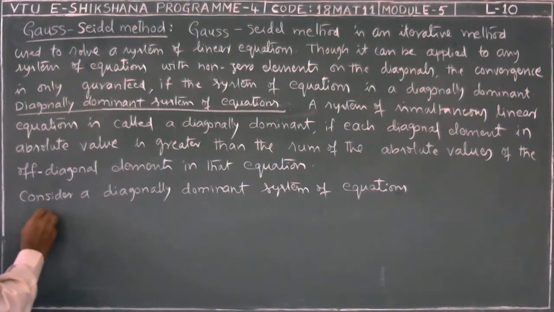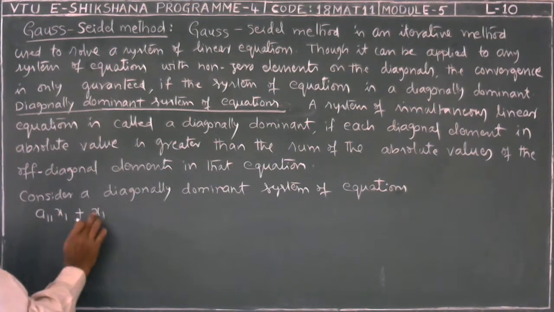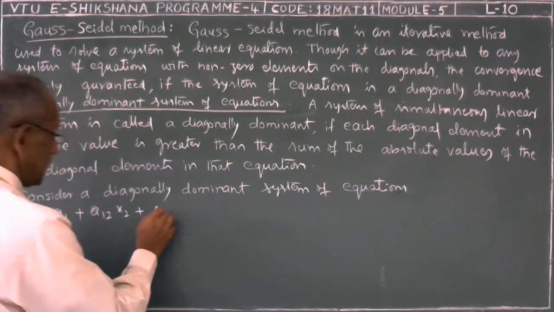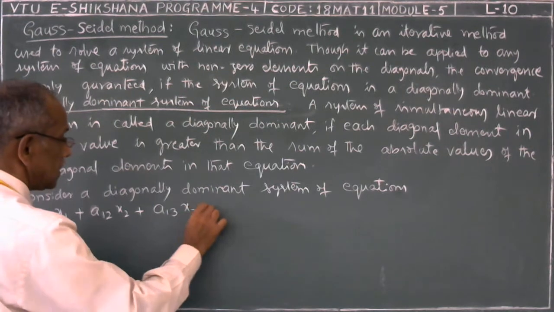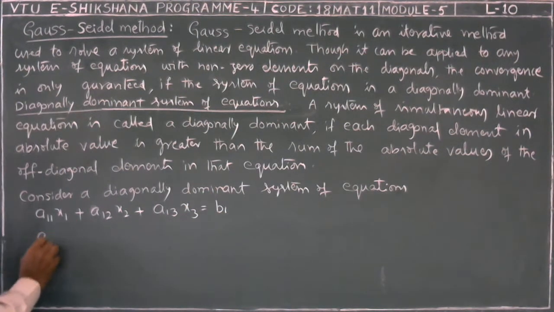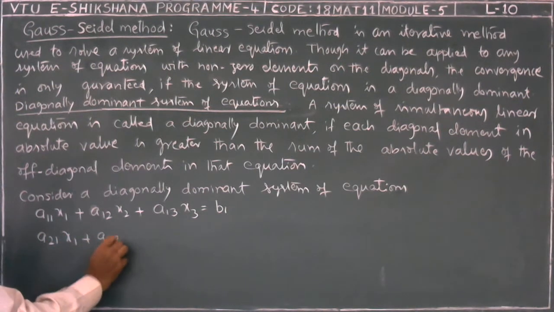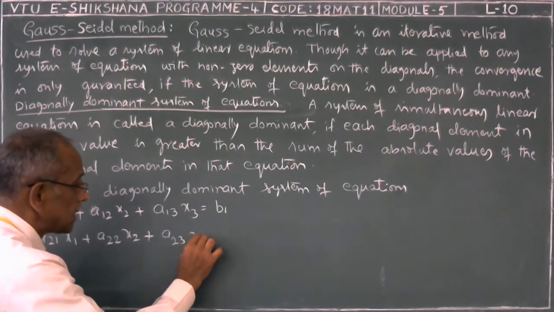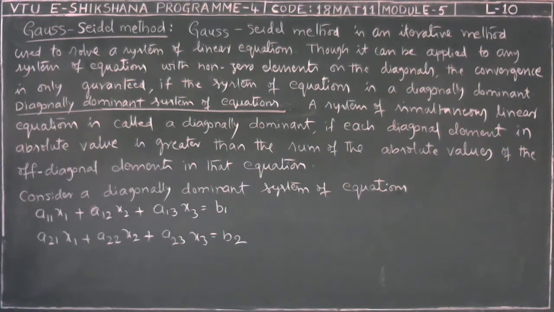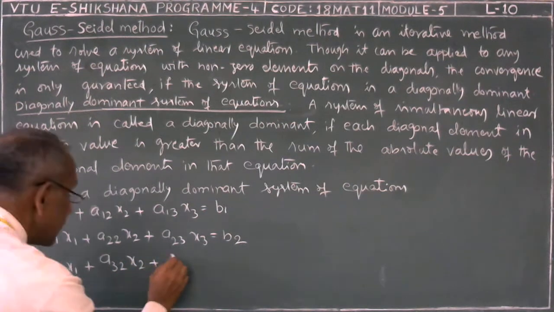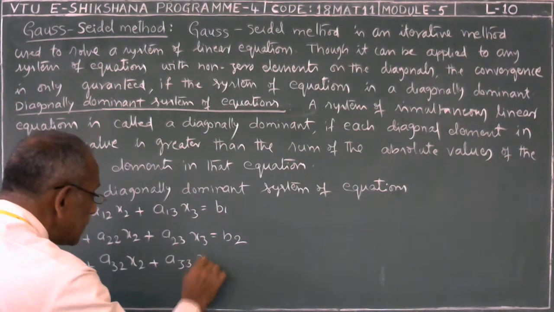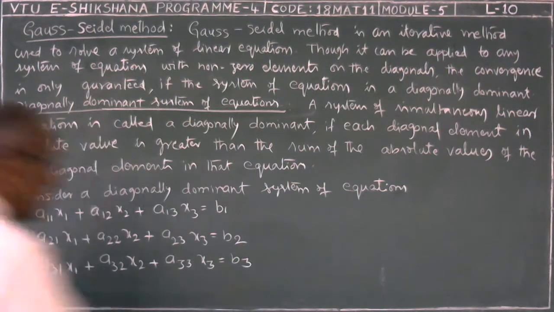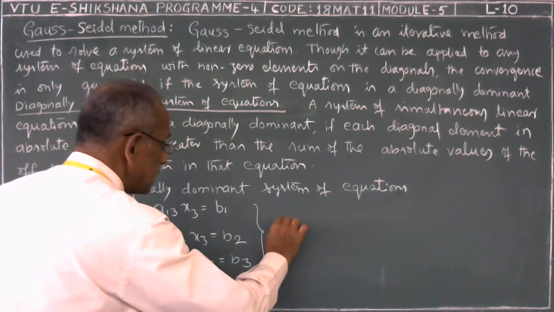Let us say a11 x1 plus a12 x2 plus a13 x3 equal to some constant b1. Second equation: a21 x1 plus a22 x2 plus a23 x3 is equal to b2. a31 x1 plus a32 x2 plus a33 x3 is equal to b3. Let me call this equation 1.